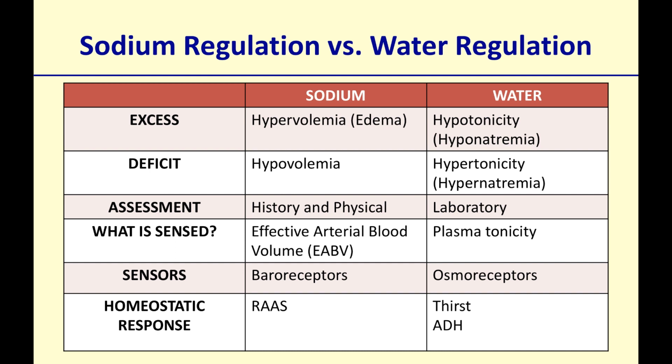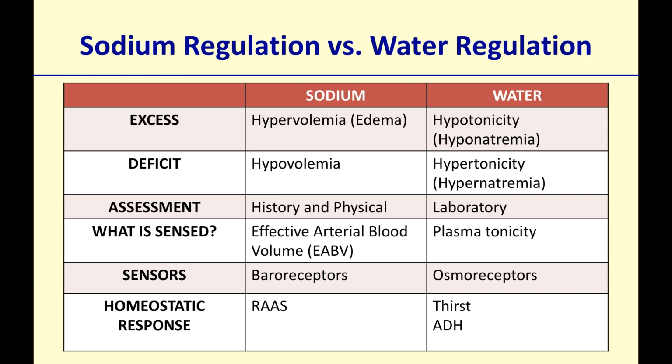What about water balance? The excess of free water in your body will dilute sodium, which can cause hyponatremia and hypotonicity, and the deficit of free water will cause concentration of plasma sodium, so hypernatremia and hypertonicity. How do we assess the state of water? History and physical are not very reliable, so it's better to send a blood test, and we measure plasma osmolarity and plasma sodium concentration. So the labs are the best way to assess the state of water.